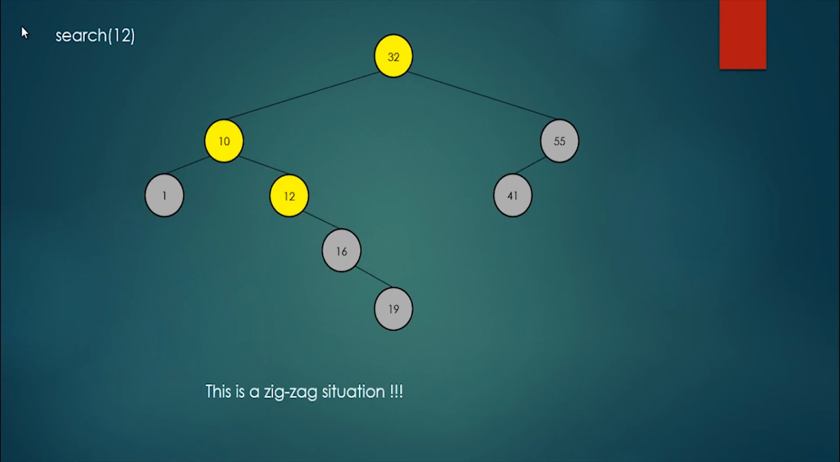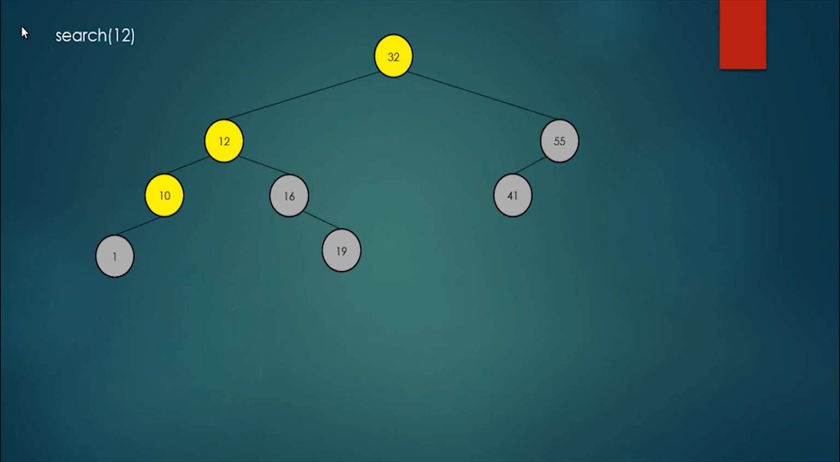Then this is a zigzag situation, not a zigzag as earlier. It is a zigzag situation, so we have to make a left rotation on the parent node of the x, and here x is 12, the parent of x is 10, so we have to rotate 10 to the left. And of course update the subtrees accordingly. The subtrees here are the 1 and the 16 and 19.